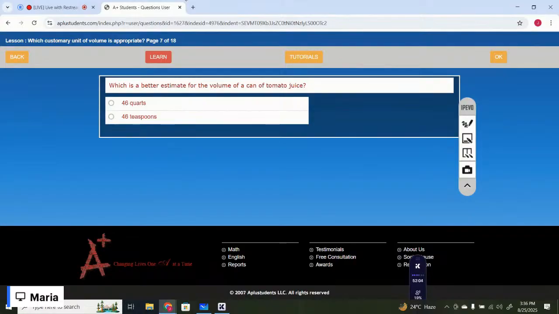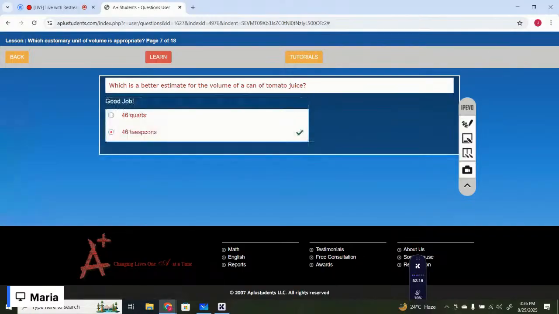Which is a better estimate for the volume of a can of tomato juice? It would be 46 spoons. Option number two is the correct option.